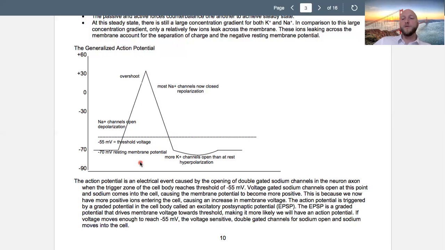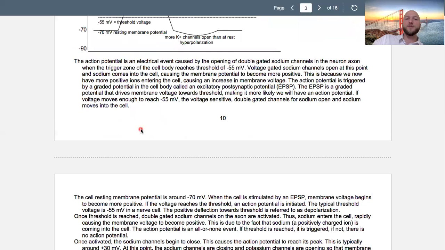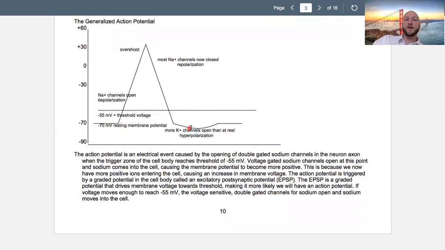So if you know those values, you're able to tell the story of the action potential and how ions are moving throughout this process right here. Double gated sodium channels, voltage gated sodium channels open, sodium rushes in, inactivation gates close, potassium gates open, potassium rushes out, they overshoot resting membrane potential before they close back up and come back.